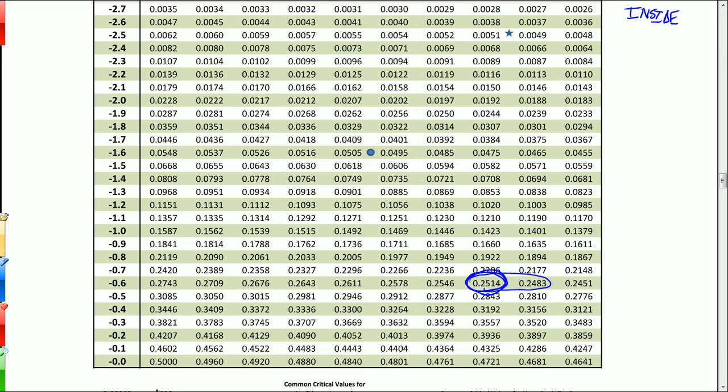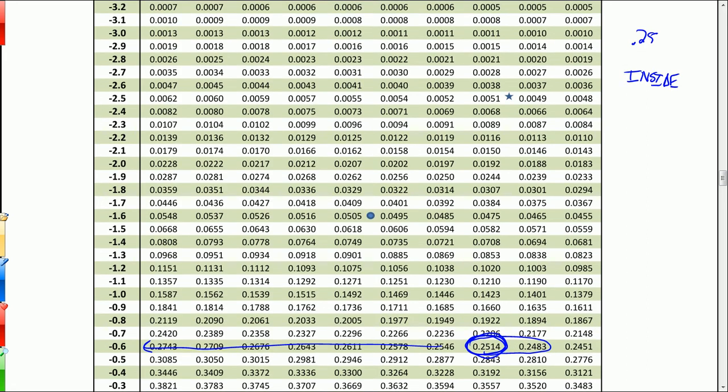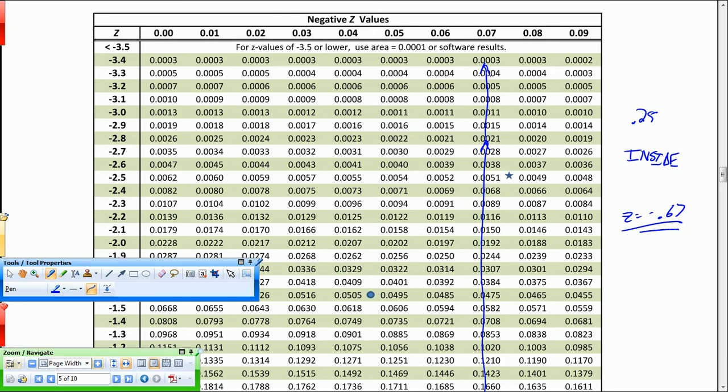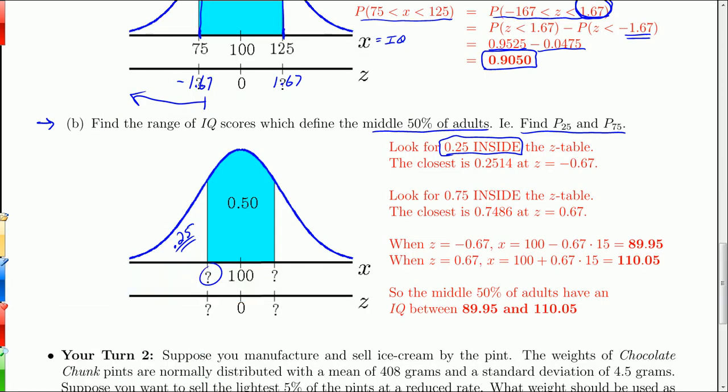But that's not what I was looking for. I was actually looking for a z-score. So I found the proper probability, but now that corresponds to a z-score of negative 0.6, and then we have to find out what column this is: 7. So z is negative 0.67. That's the z-score I'm looking for. Now if you want this other one, you have to notice that there's actually 75% to the left of that value.